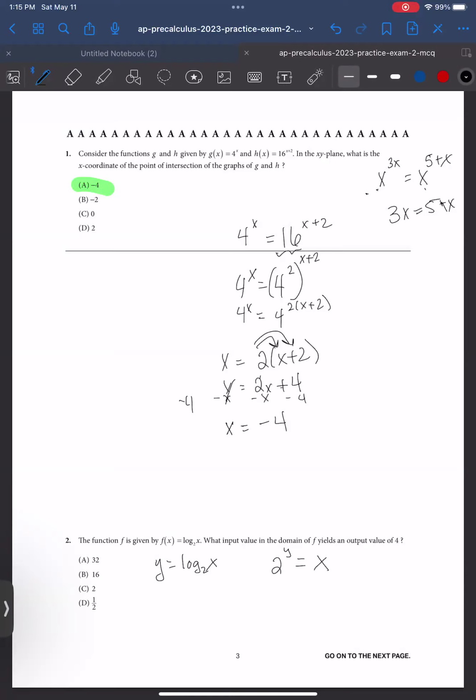So what is it? It's C, because 2 to the power of 2. Is that what we think? Yes. So we want it to be when the log base 2 of x equals 4.